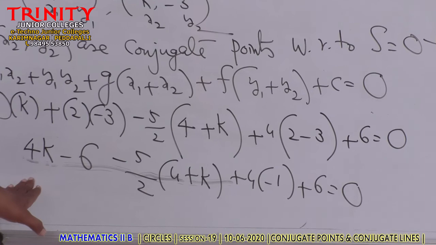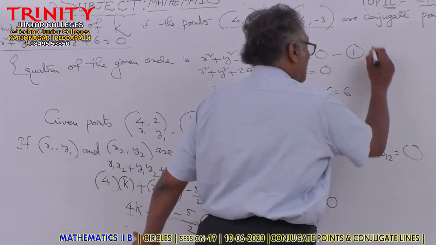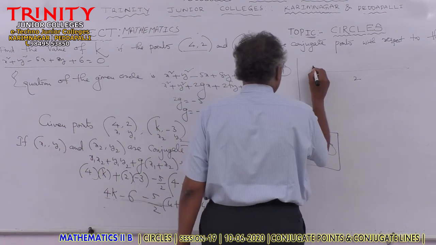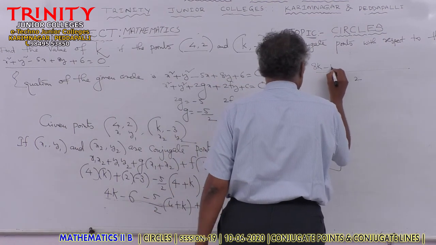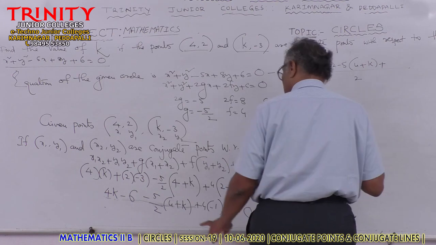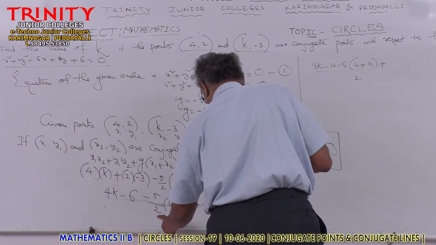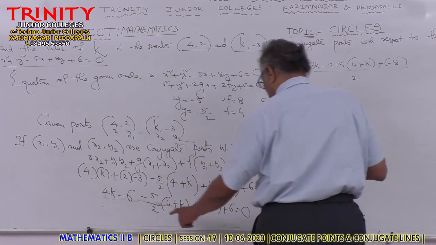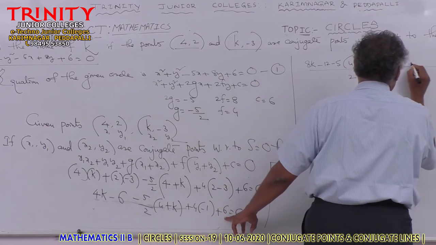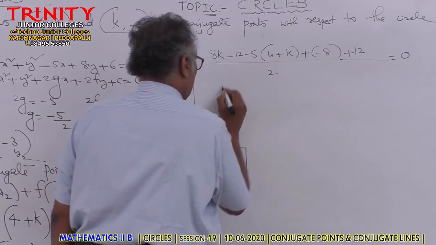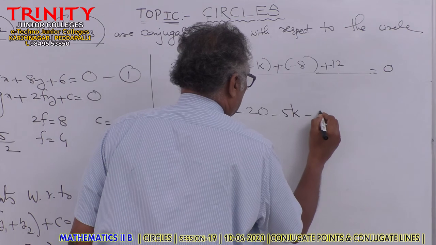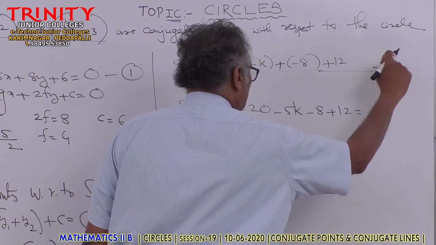Here the LCM of the denominators is 2. So take like this, 2 into 4k, 8k, minus 12, minus 5 into 4 plus k, plus here 4 into minus 1, minus 4, and 4 into 2 minus 8, and 2 into 6, 12 equals to 0. 8k minus 12 minus 20 minus 5k minus 8 plus 12 equals to 0.